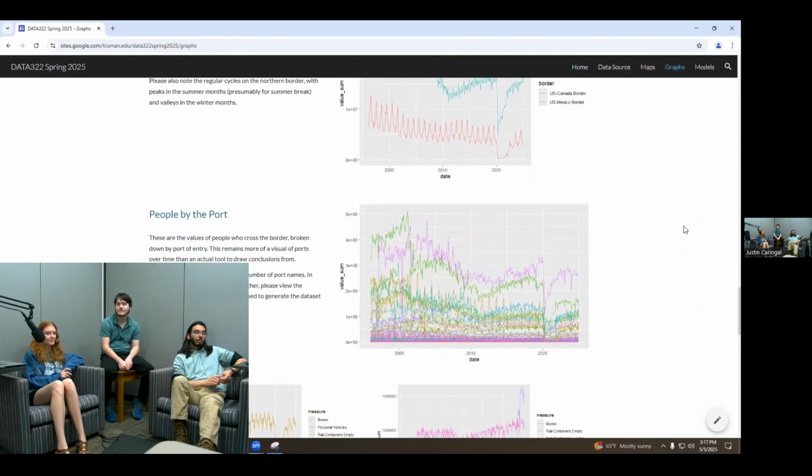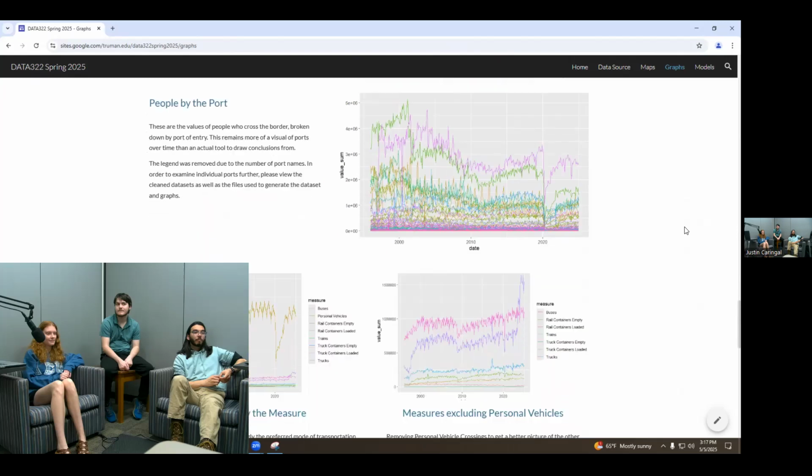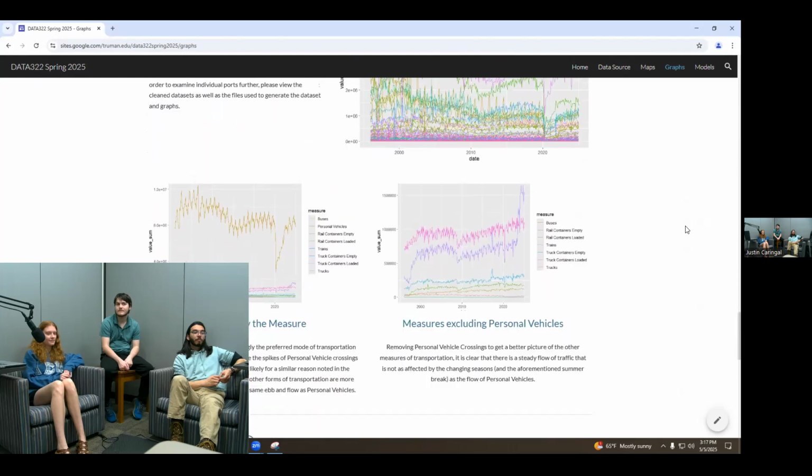And we can see it broken down by port. We're not really able to glean too much information here, but this is again just to visualize the different data between the different ports. We see a similar thing with the measures as well. Personal vehicles are the highest amount of crossings among those.